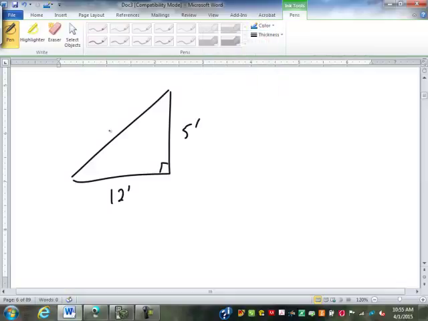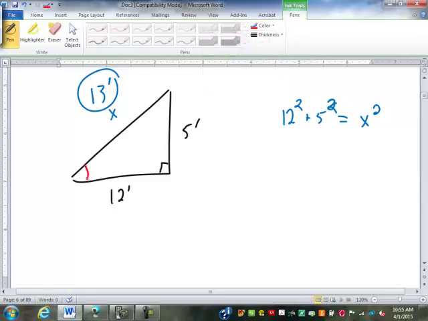Well, we can always find the third side here, if I want to call that x, by a squared plus b squared equals c squared. We'll put an x squared at this point. If you figured that out, x is going to be 13 feet. I'm going to trust you guys can handle that one.